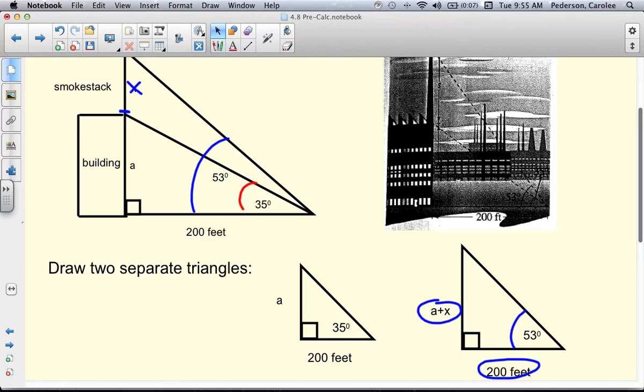Then we have 35 degrees with just the height of the building, and then the distance away, 200 feet. So those are the two triangles we're working with. One with the smokestack and one with just the building. And we want to find out what that X is.